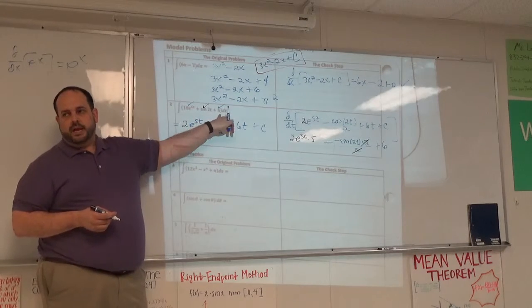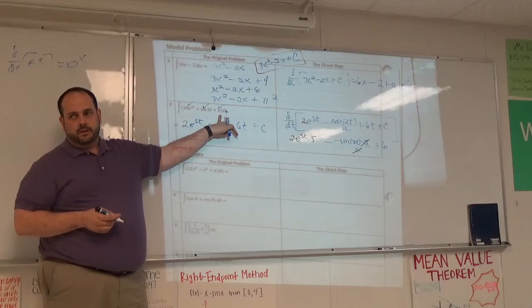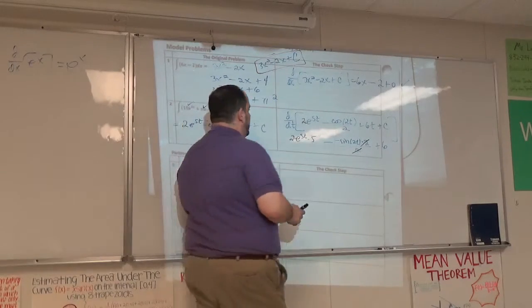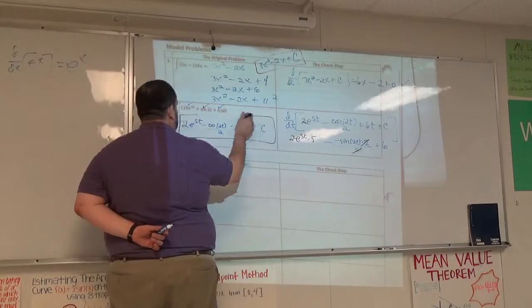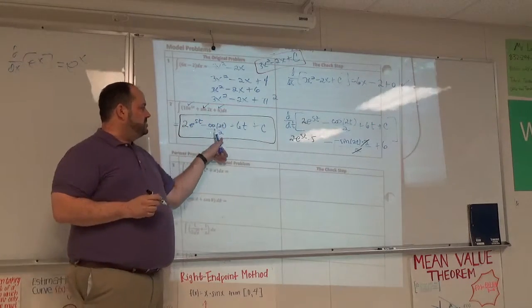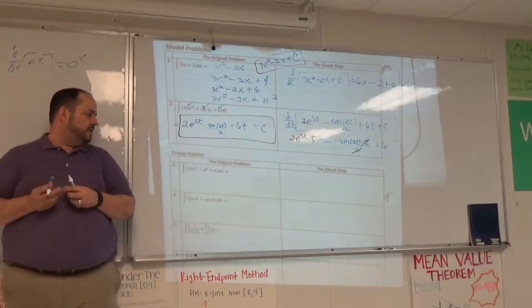Okay? And the 6 is the easy part? Yeah. Okay. All I want you guys to do is to be able to get some playtime with this. So your final answer is 2e to the 5t minus cosine 2t over 2 plus 6t plus C.